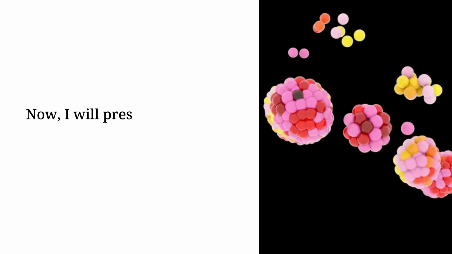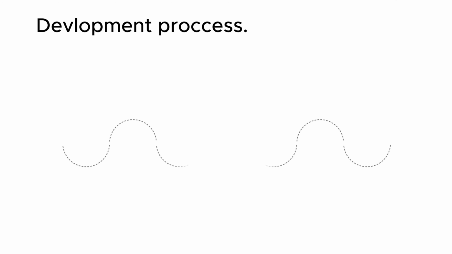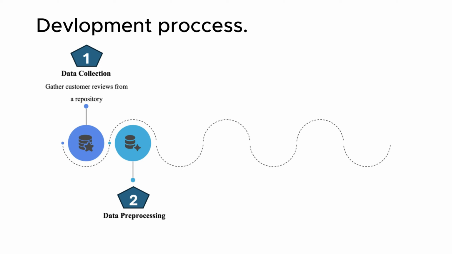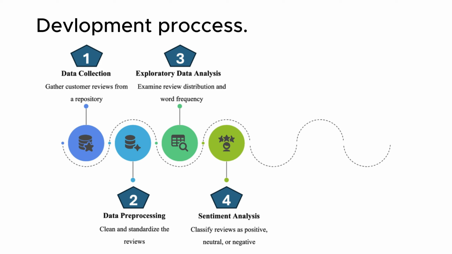Now, I will present a detailed, step-by-step overview of the entire development process. Step 1. Data collection, get customer reviews from a public dataset. Step 2. Data pre-processing, clean the reviews by removing noise and standardizing the text. Step 3. Exploratory data analysis, look at rating trends and common words in the reviews. Step 4. Sentiment analysis, label reviews as positive, neutral, or negative.